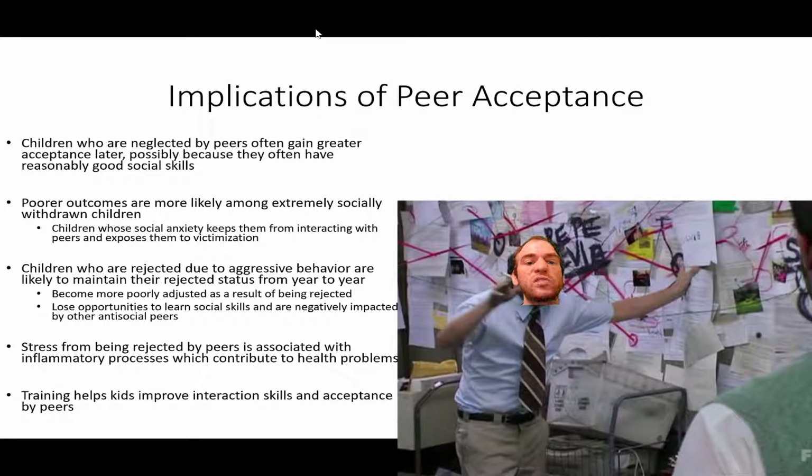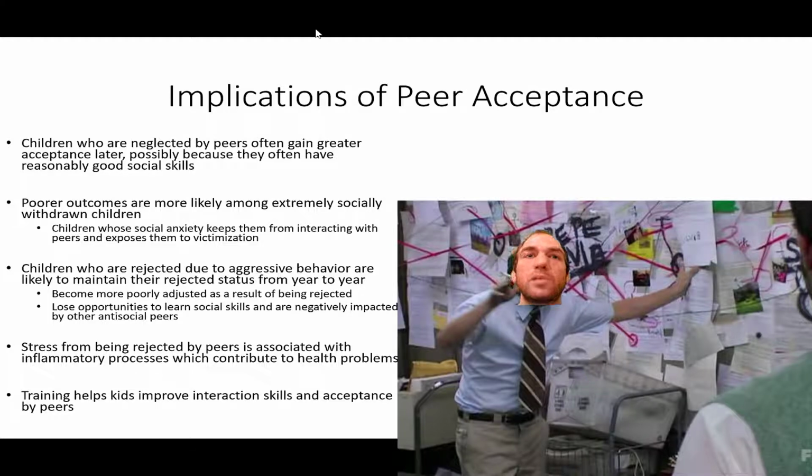Children who are rejected due to aggressive behavior are likely to maintain their rejected status from year to year, become more poorly adjusted as a result of being rejected, lose opportunities to learn social skills, and are negatively impacted by other antisocial peers. Stress from being rejected by peers is associated with inflammatory processes which contribute to poor developmental and health outcomes. Training helps kids improve interaction skills and acceptance.